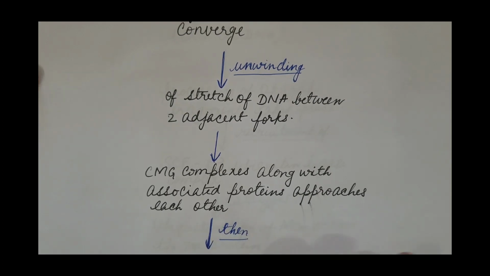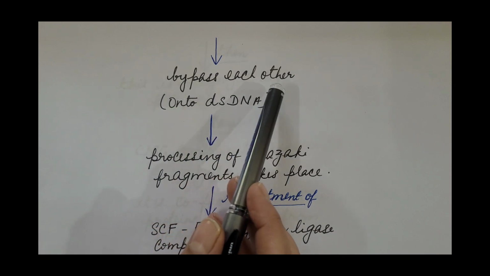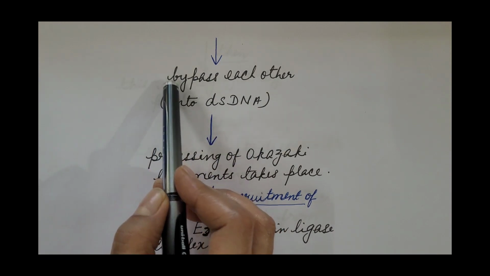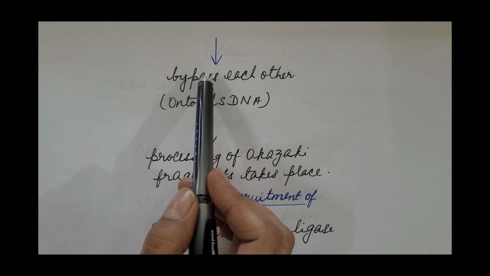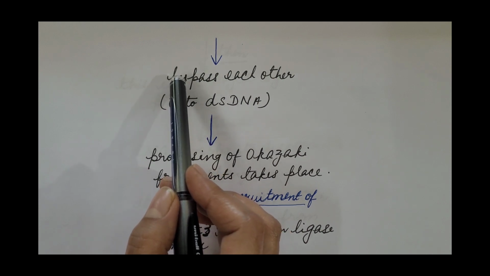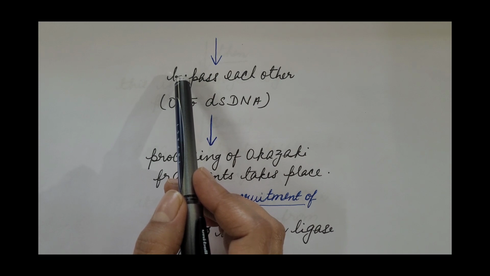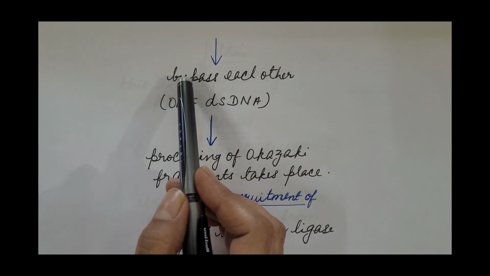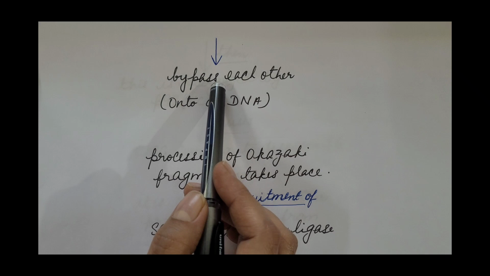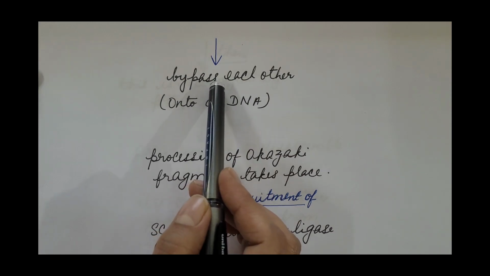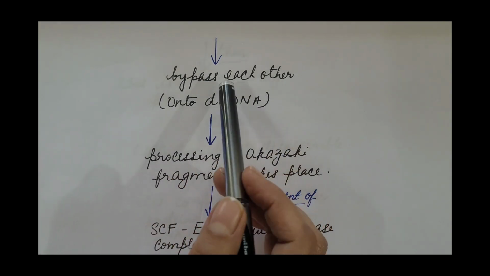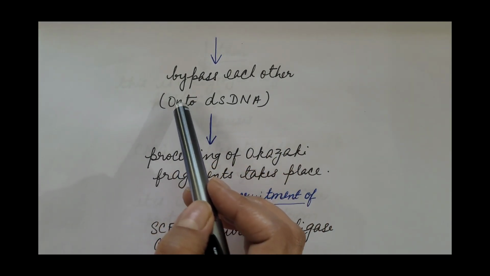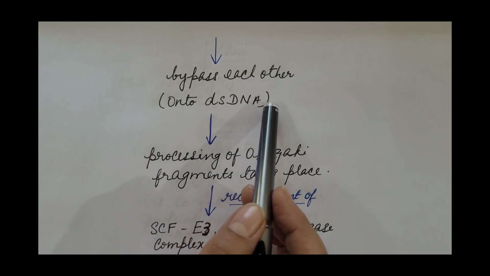Then these CMG complexes bypass each other. This is because synthesis of the lagging strand is slower compared to the leading strand, and hence a certain stretch of the DNA is unreplicated, as a result of which the CMG complex along with other proteins, including the DNA polymerase, bypass each other in order to replicate the unreplicated stretch of DNA. Then these are associated onto the double-stranded DNA.